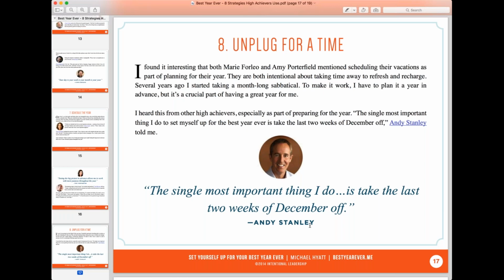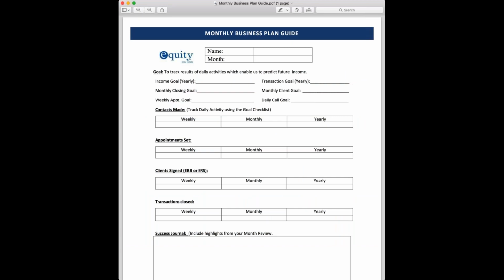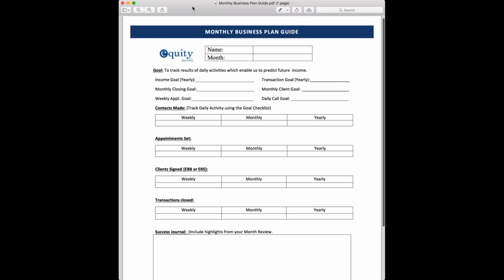Now, I'm going to take you from this page, and I'm going to show you some of the things that I do to take all of those little scripts that I just gave you and actually make it work for me.